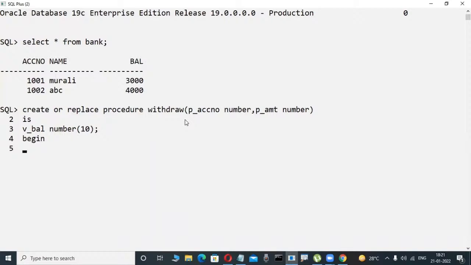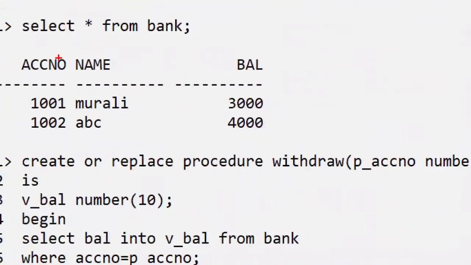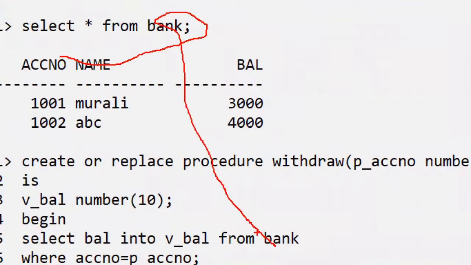Now check it out. Concentrate here. Some code is there: select balance into v_balance from bank where account number is equal to something. You don't have an idea about these things, but observe logically. These are all very easy actually. Observe here, bank is a table. In this table format, your transactions are stored. This table I'm using in this PLSQL code.